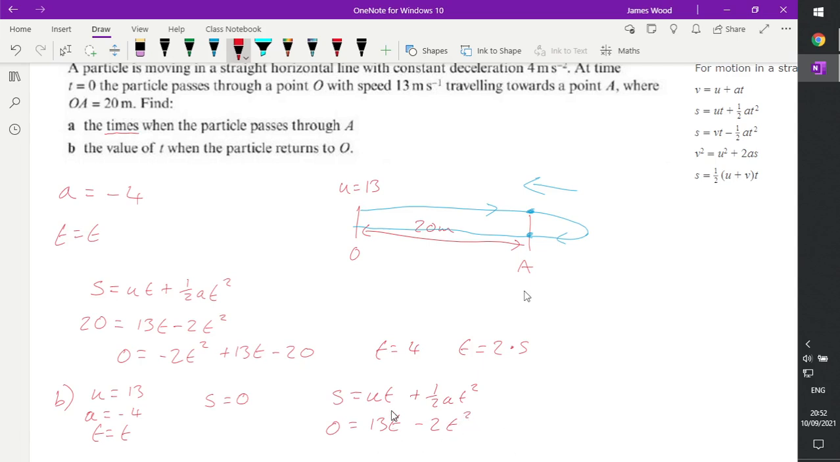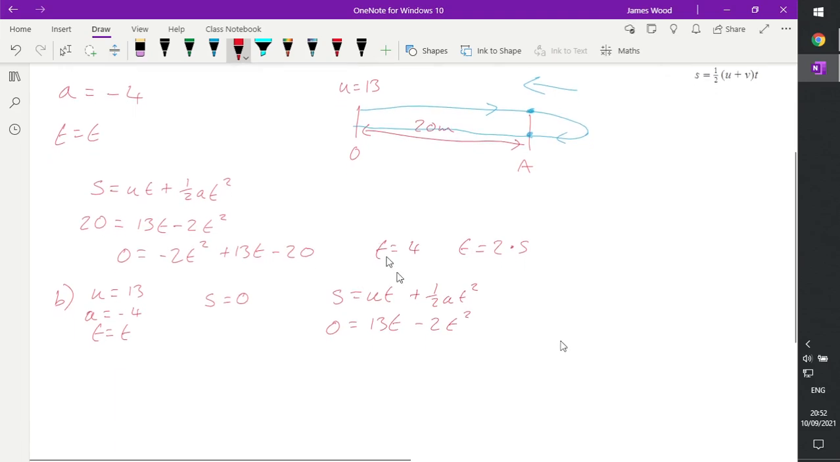And that one's actually quite a nice one to solve, isn't it? Because it's not a full quadratic, so I can just factor out the t. So either t is 0 or t is 13 over 2. So that's 6.5. Okay, so obviously the t equals 0, well, that's when it starts at the origin at time t equals 0. Then it goes out all the way past A up to here, turns around and comes back, and that full journey takes 6.5 seconds.